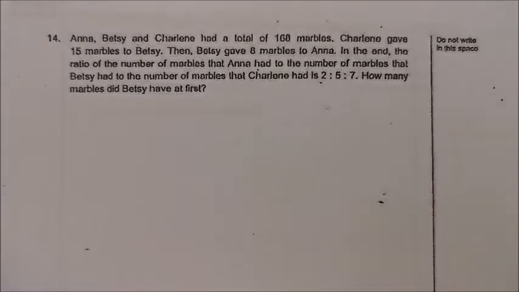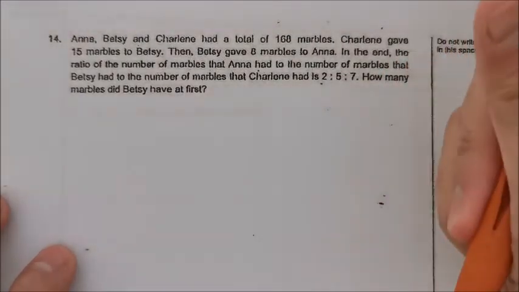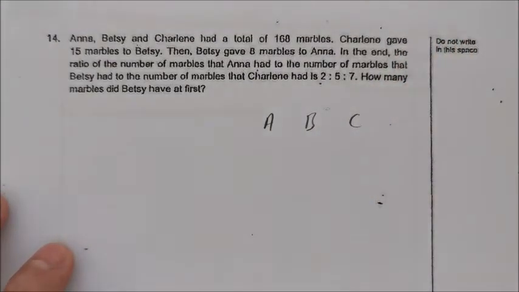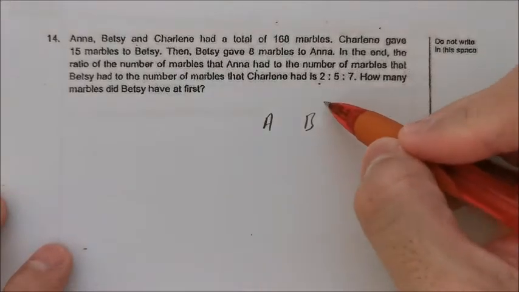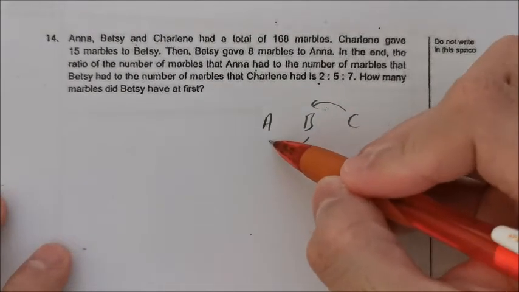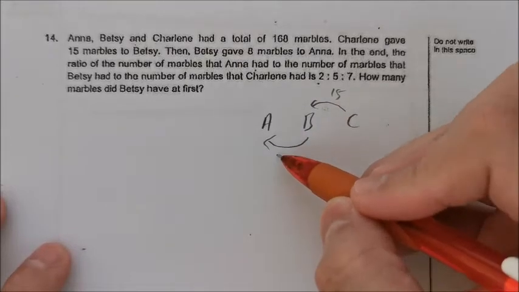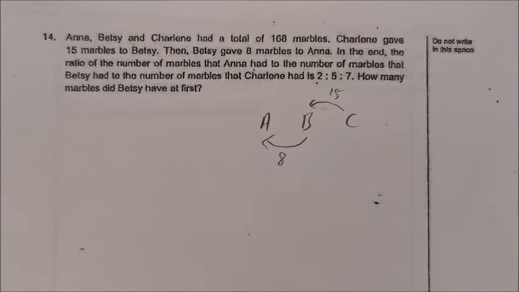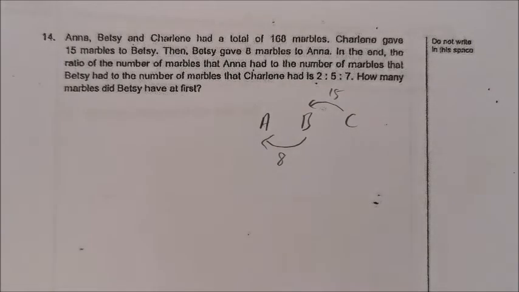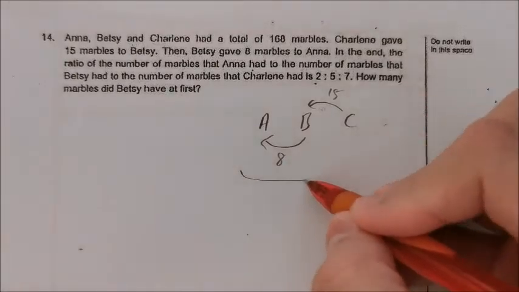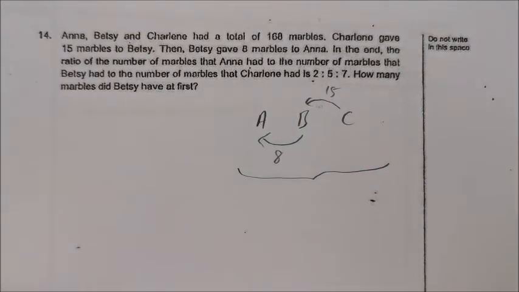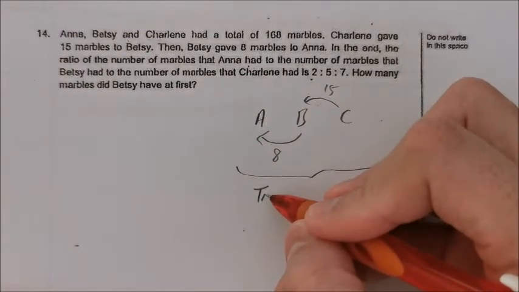Okay, question 14. This is the question on internal transfer. So we have Anna, Betsy, and Charlene. So Charlene gave to Betsy, and Betsy gave to Anna. So guys, actually the number of marbles that they give in this question does not matter. It just tells us that the marbles are basically transferred within the 3 of them. So what is important is that anything to do with just transferring within the members in the group, right? This is called internal transfer.